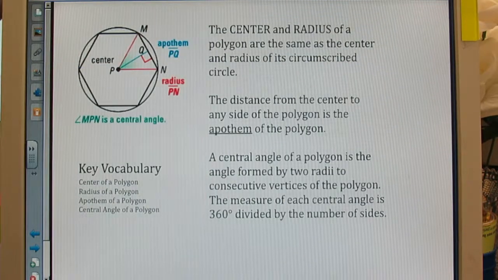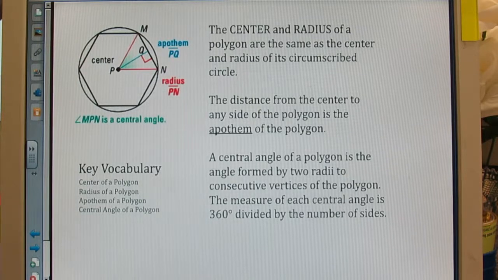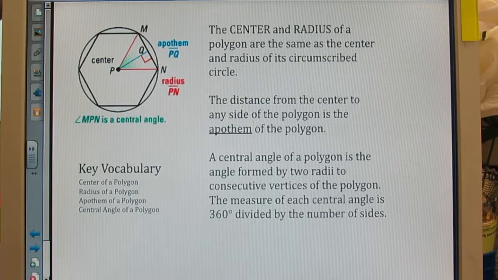Here I have the key vocabulary for this particular section, which is center of a polygon, radius of a polygon, apothem of a polygon, and central angle of a polygon. You need to make sure that you have these definitions either from the textbook or the definitions I have here on the screen in your notes, okay?